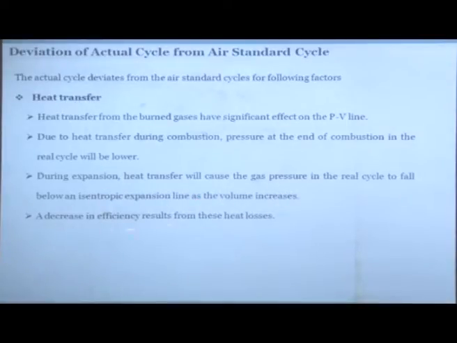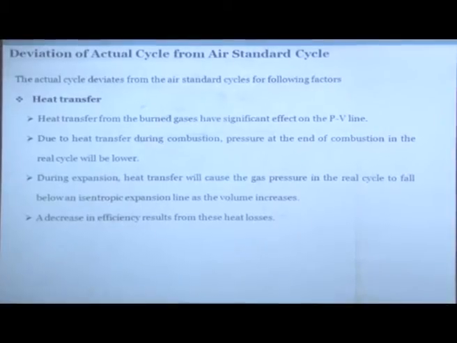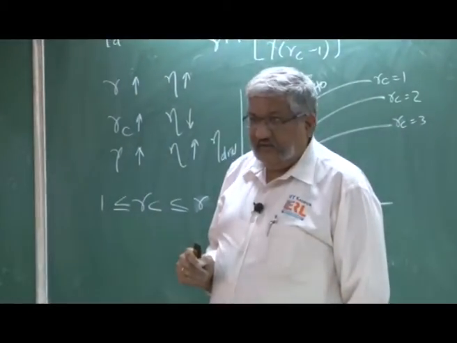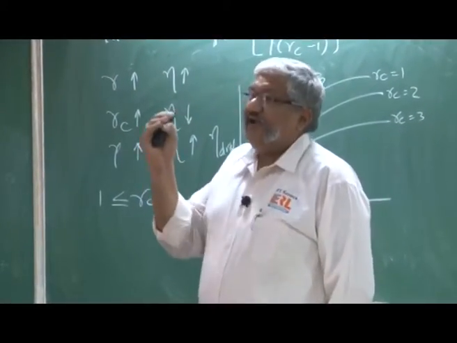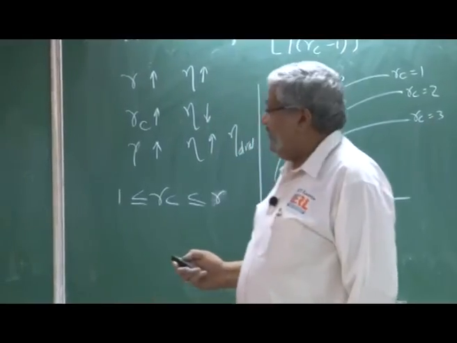The last thing that will happen is that there will be a reduction in efficiency because of these heat losses. So the Otto cycle will always over-predict the thermal efficiency. In real life, that is the target, the maximum you can achieve. You try to go close to it, but you can never achieve that kind of cycle.